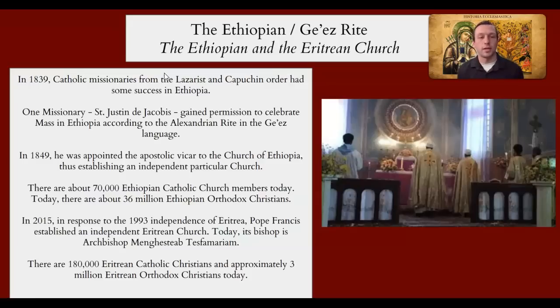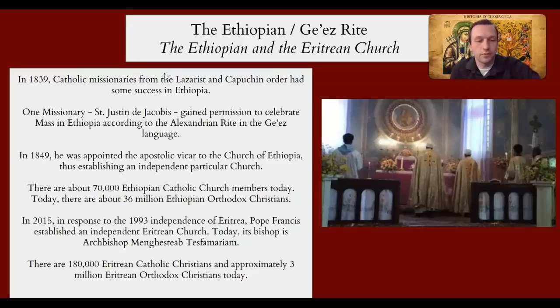In 1849, he was appointed the apostolic vicar to the Church of Ethiopia, thus establishing an independent particular church of Ethiopia in the Catholic Church. There are about 70,000 Ethiopian Catholic Church members today. Today, in contrast, there are about 36 million Ethiopian Orthodox Christians.